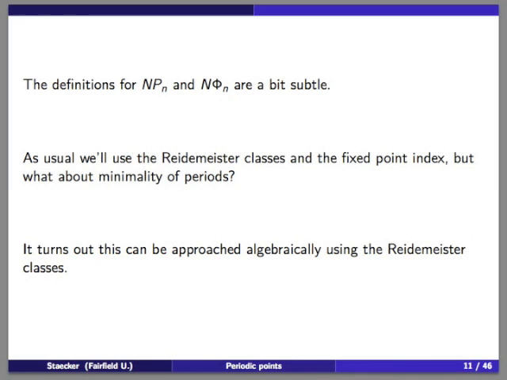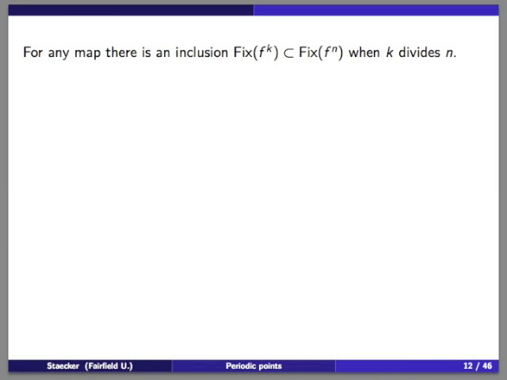Well, it turns out you can do this algebraically by looking at the Reidemeister classes. So let's talk a little bit about this. Obviously, for periodic points, there is an inclusion like this. The fixed points of f^k are included in the fixed points of f^n when k divides n. All right, every periodic point of period k is also a periodic point of period n if k divides n.